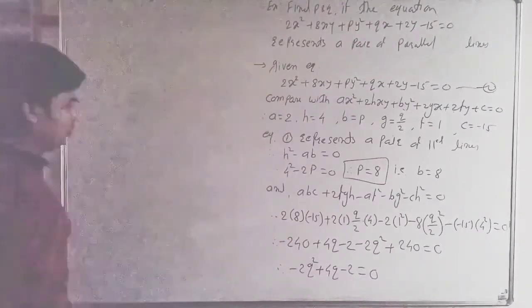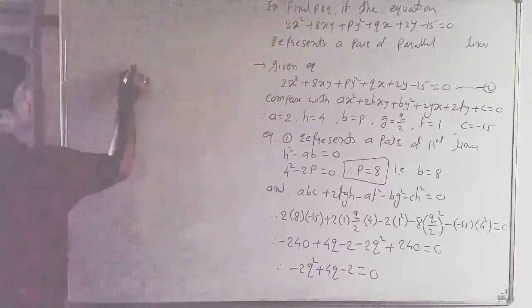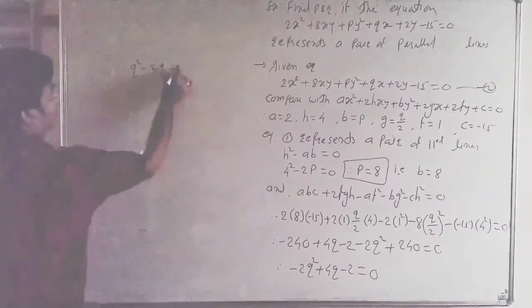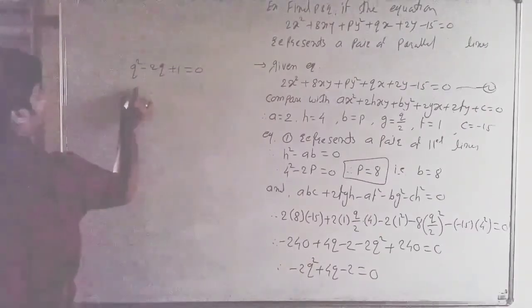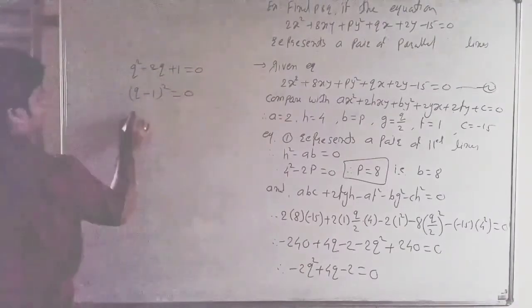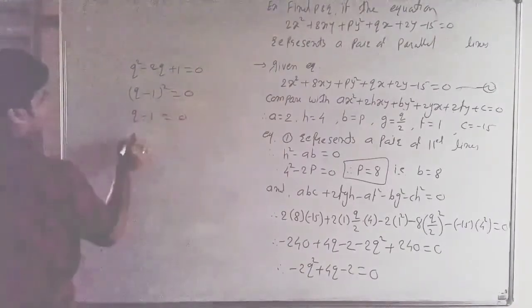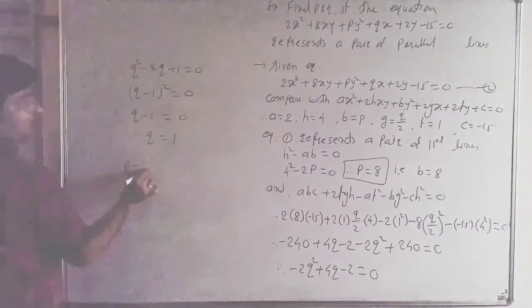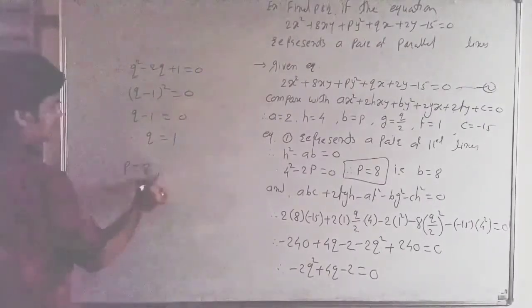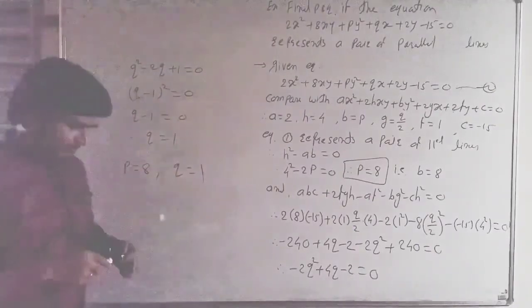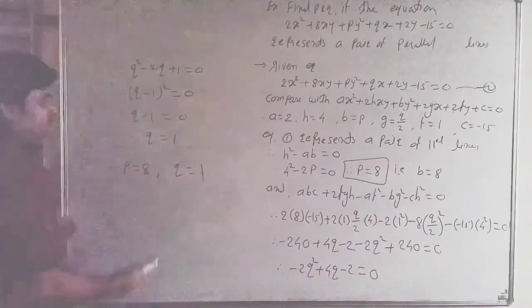Therefore take minus 2 common. Therefore we have q square minus 2q plus 1 is equal to 0. Therefore it is q minus 1 whole square is equal to 0. q minus 1 equal to 0 and therefore q is equal to 1. Therefore p is equal to 8 and q is equal to 1. It is the last answer. Okay, now next.